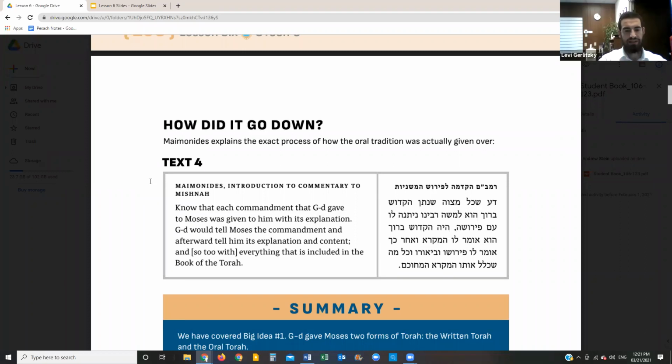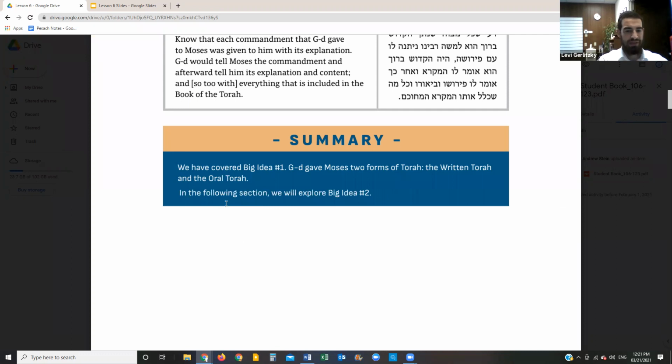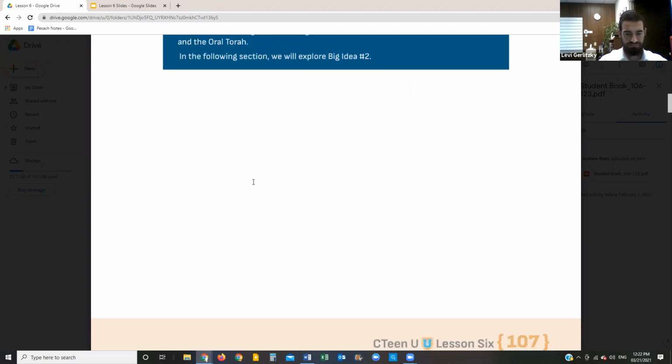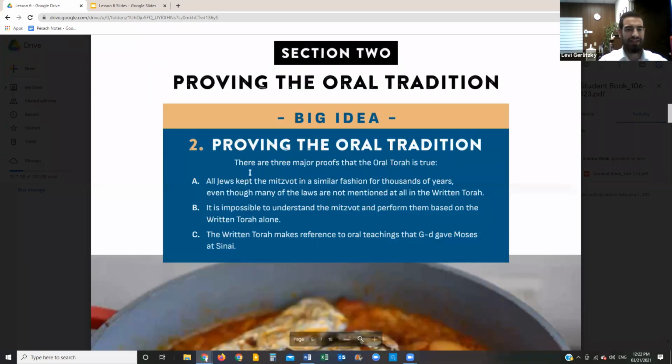Very good. So over here, Maimonides explains that ultimately God gave Moses the Torah, and then he gave him the explanation and told him how he should go about teaching the Torah to the next people. So the summary of big idea number 1 is that the same God gave a written form of the Torah and simultaneously to the same person gave an oral Torah. Oral Torah is not a later invention. Let's go ahead with big idea number 2.